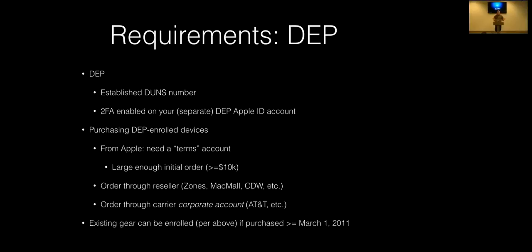Requirements for DEP. Again, this is old news if you've done DEP. You need an established DUNS number. To register with Apple, you need two-factor enabled on your separate DEP Apple ID account, so you need a mobile phone. Hope everyone has one of those. Purchasing DEP enrolled devices: if you want to purchase them from Apple, you need a terms account. And in order to get a terms account, you need a large enough initial order of over 10 grand of equipment. You can order through a reseller like Zones or MacMall or CDW. And you can also order through your phone carrier, typically through their corporate department.